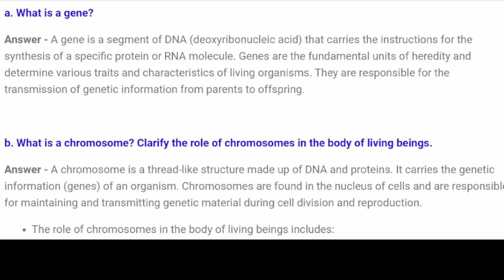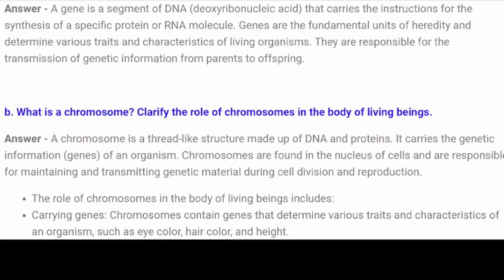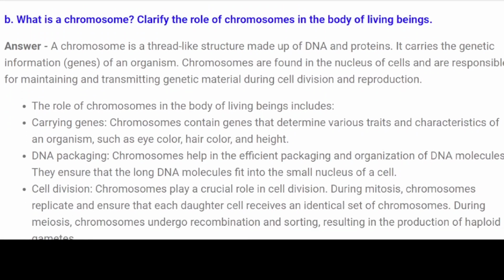B. What is a chromosome? Clarify the role of chromosomes in the body of living beings. Answer: a chromosome is a thread-like structure made up of DNA and proteins. It carries the genetic information, genes, of an organism. Chromosomes are found in the nucleus of cells and are responsible for maintaining and transmitting genetic material during cell division and reproduction.